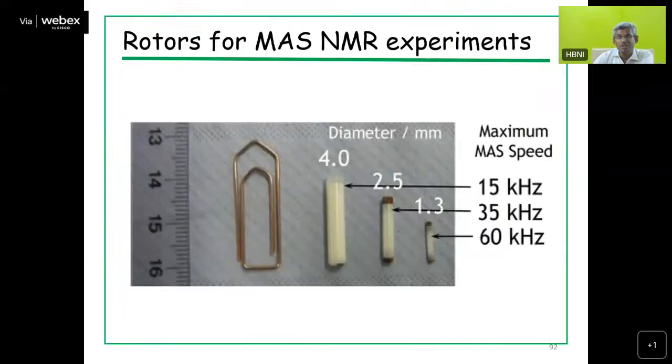But if you go to a smaller one, you see here a 4 mm rotor. 4 mm is the diameter. If you open the cap and measure the diameter, it will be around 4 mm. With a 4 mm rotor, we can go up to 15 kilohertz, a very high spinning speed. But one more thing we are forgetting: once you reduce the size, the sample quantity also reduces. Once the sample quantity reduces, you have to run for long acquisition times.